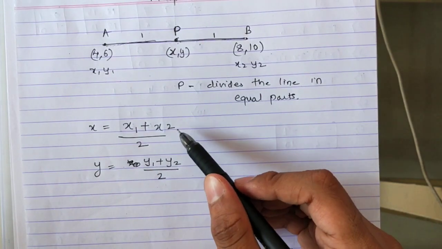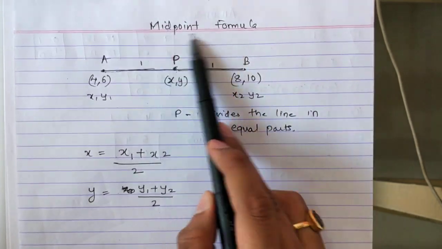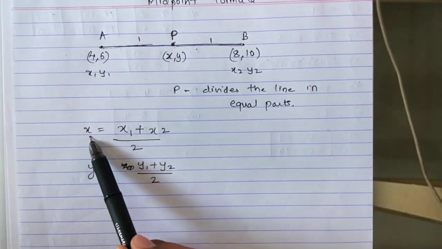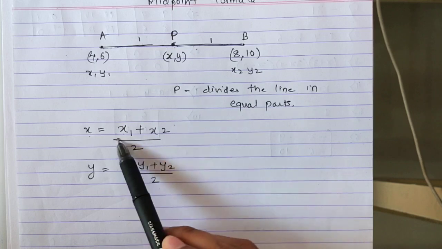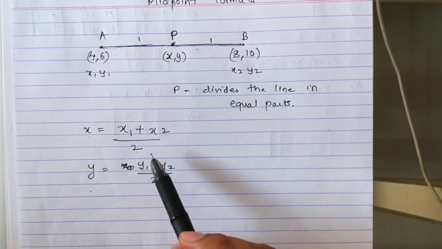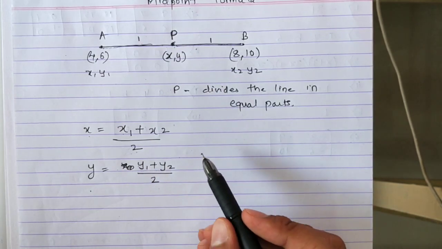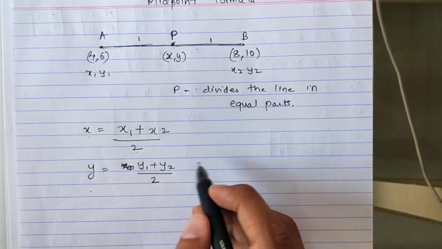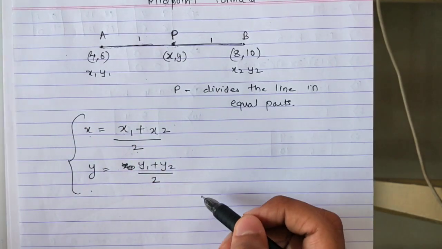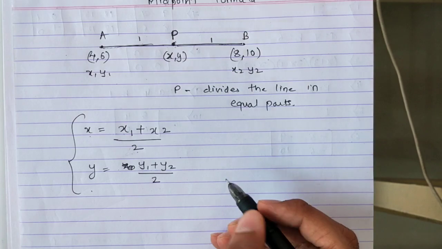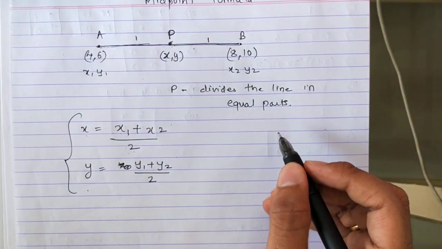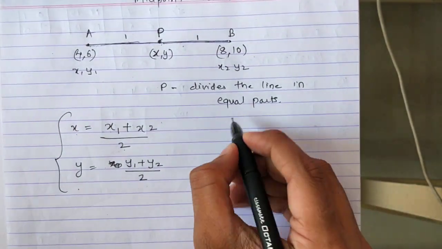Now, so I gave you the formula, midpoint formula. We are doing midpoint formula. What is the formula? To find x, we add x1 plus x2 upon 2. To find y, we have y1 plus y2 upon 2. Very easy formula. And sums are also comparatively similar and easy. So how did I get this formula? Quick explanation I'll give you.